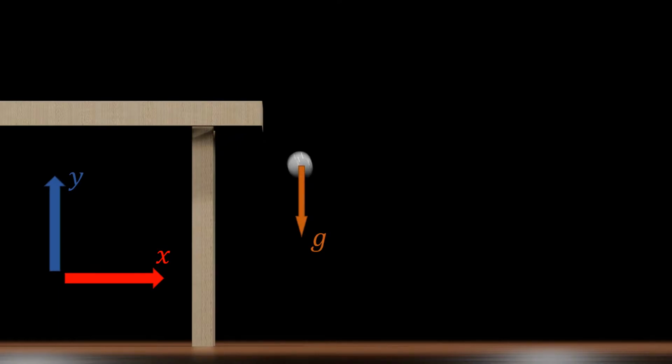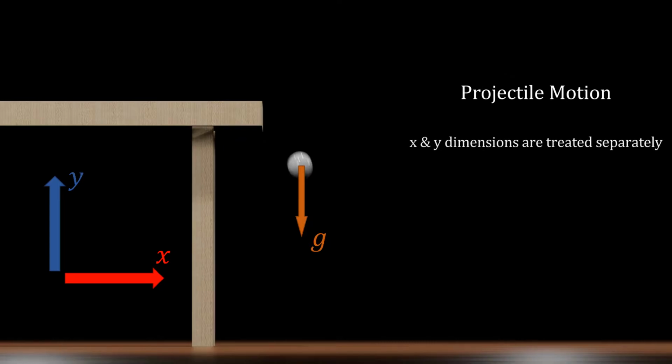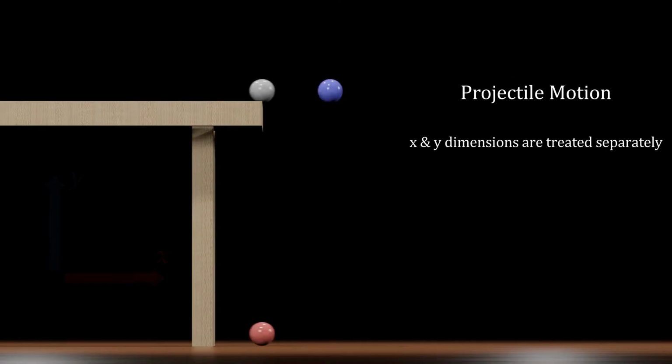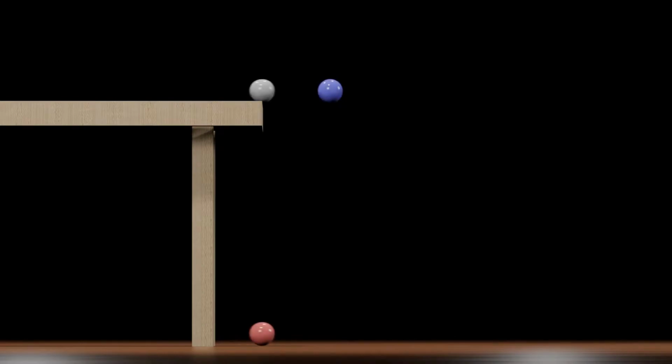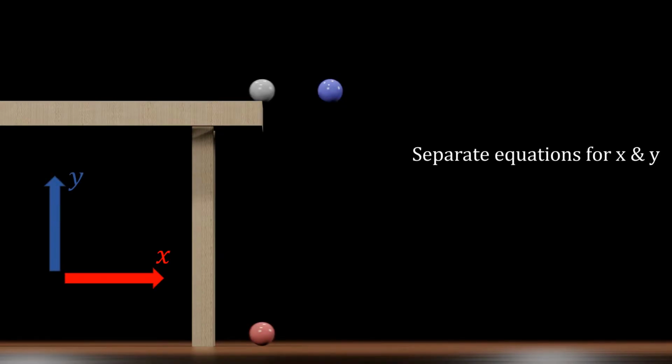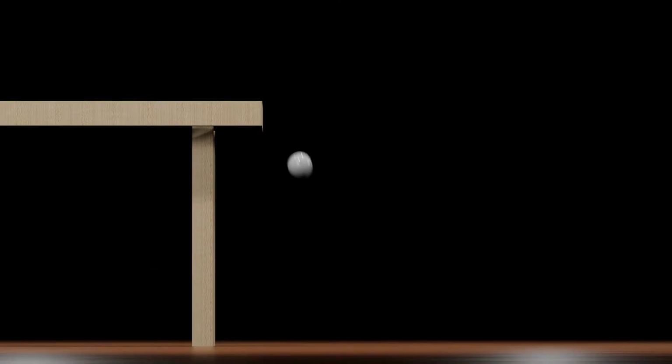First, we must recognize that there are two dimensions, the x and y dimensions. The only acceleration acting on the ball is gravity, so this is an example of projectile motion. The fundamental principle of projectile motion is that we can treat each dimension separately. This means that we can have separate equations for the x and y dimensions. Given that, how do we choose what equations to use?